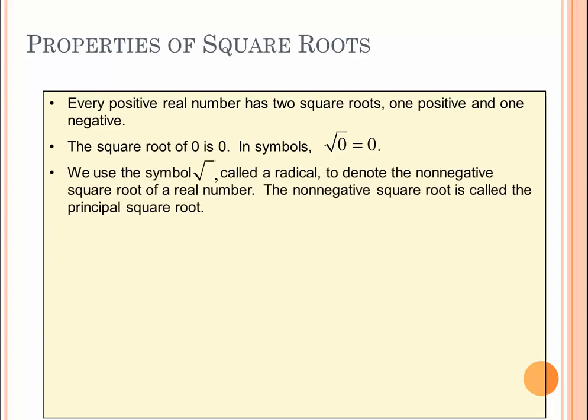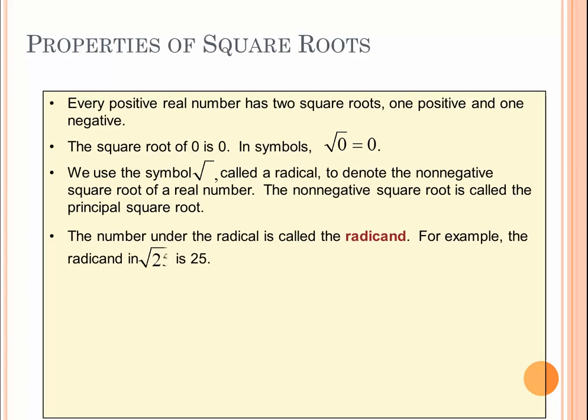We use this symbol, called the radical, to denote the non-negative square root of any real number. Non-negative square root is called the principal square root. So in other words, non-negative just means positive. The number under the radical is called the radicand. So for example, in the square root of 25, 25 is the radicand.